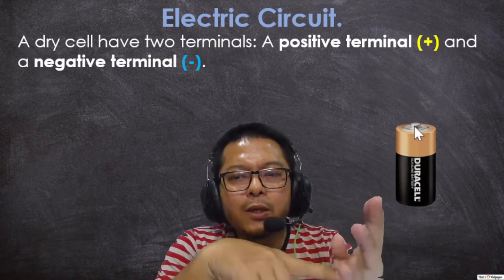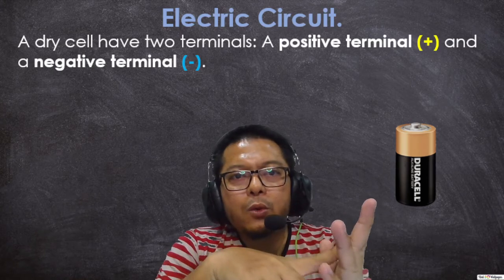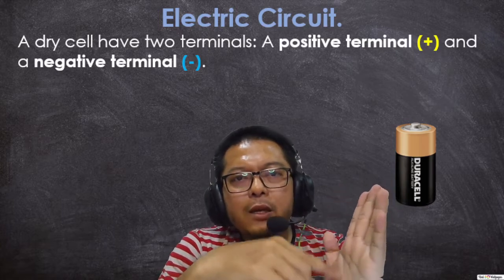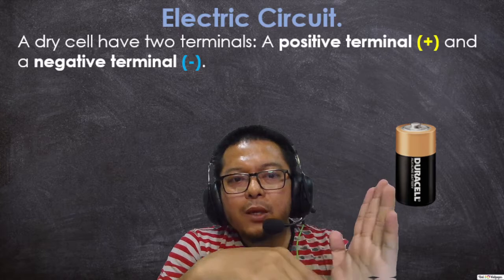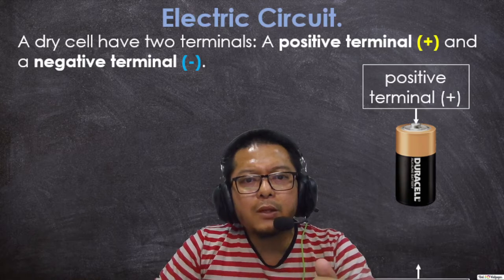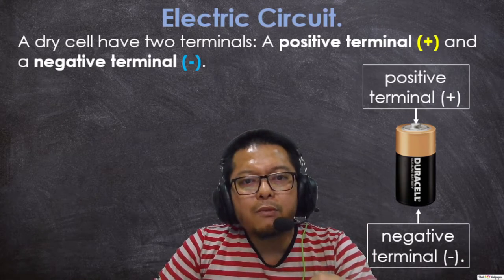A dry cell has two terminals, a positive terminal and a negative terminal. So if we have a dry cell like this one, the top one in our dry cell is called a positive terminal. Usually, if you check in your remote control at home, if you open the battery compartment, you can see that there's a plus sign and there's a minus sign. So the plus sign means positive, and the minus sign means negative terminal. Why there is positive and negative terminal, I will show you later. So that is the positive terminal, and the bottom one is the negative terminal, minus.